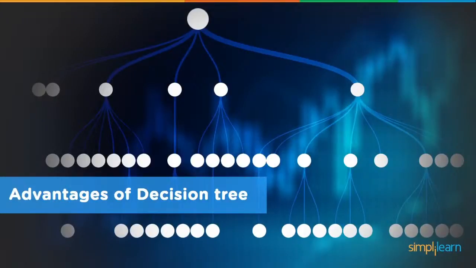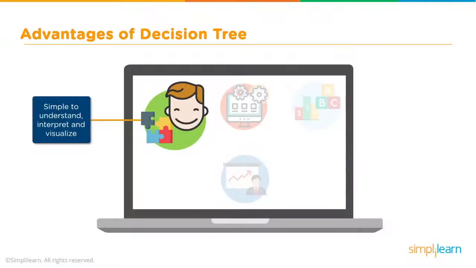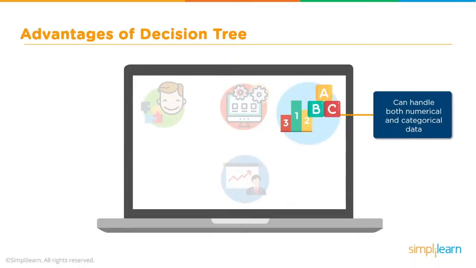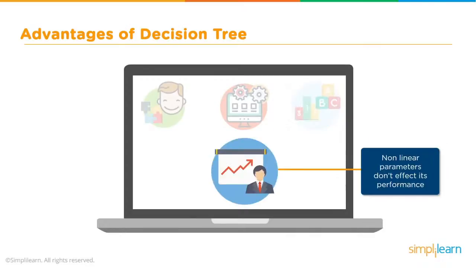Before we dig deeper into the mechanics of the decision tree, let's take a look at the advantages of using a decision tree, and we'll also take a glimpse at the disadvantages. The first thing you'll notice is that it's simple to understand, interpret, and visualize. It really shines here because you can see exactly what's going on in a decision tree. Little effort is required for data preparation, so you don't have to do special scaling. There's a lot of things you don't have to worry about when using a decision tree. It can handle both numerical and categorical data, as we discovered earlier, and nonlinear parameters don't affect its performance. So even if the data doesn't fit an easy curved graph, you can still use it to create an effective decision or prediction.